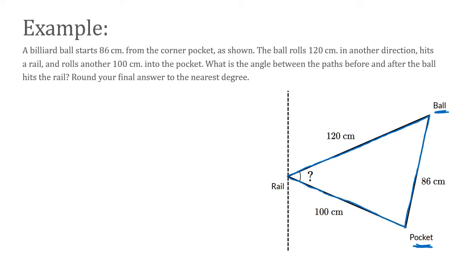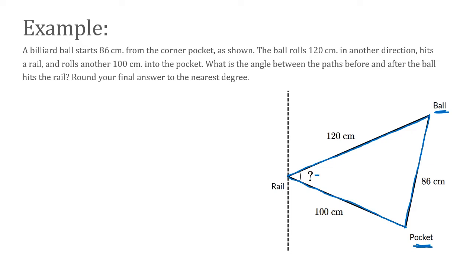100 centimeters, and straight into the pocket. How convenient is that for us? It just formed a triangle. What is the angle between those two paths before and after the ball hits the rail? Round your final answer to the nearest degree.